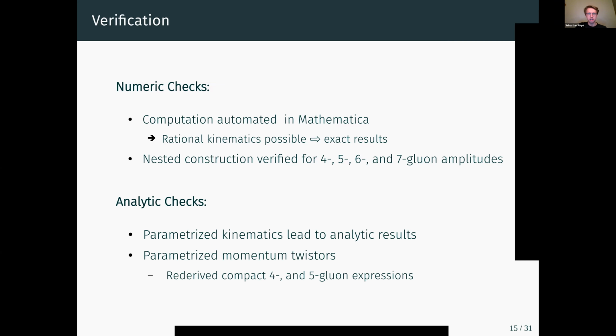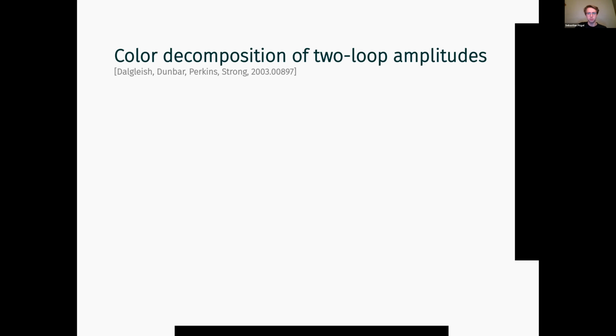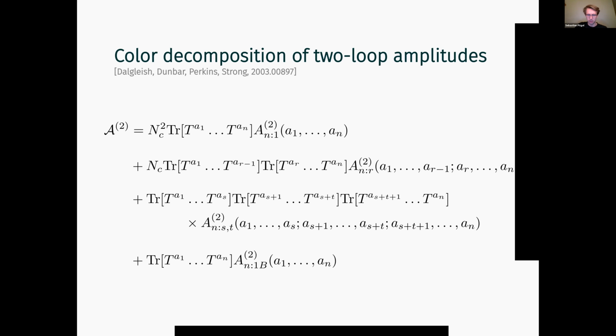Okay, so all of this was at leading color so far. But one interesting question is whether this can be extended to subleading contributions in color. I just want to show here, as a review, the color decomposition of two-loop amplitudes. This is the generic case, and essentially there are 4 contributions. For one, there is the leading color piece, which I've been talking about so far, which is just a single trace and 2 powers of NC. And then there's a double trace piece with a single power of NC, a triple trace piece, and a single trace without a power of NC.